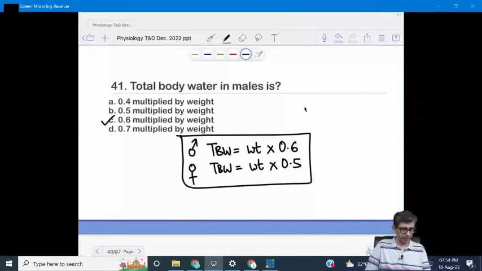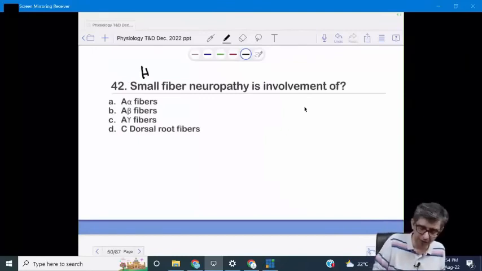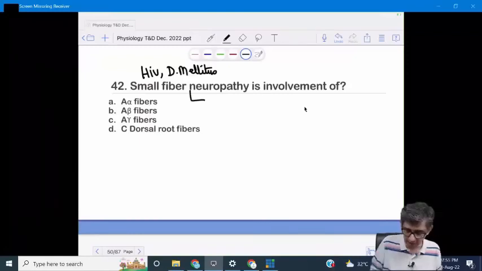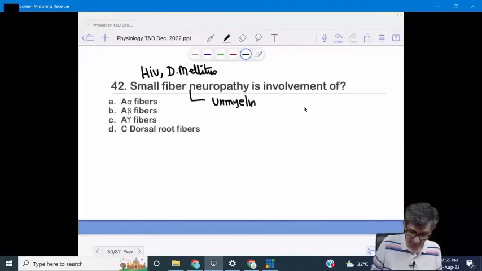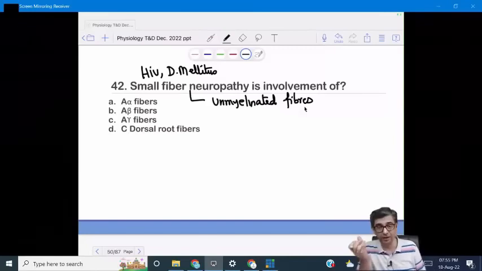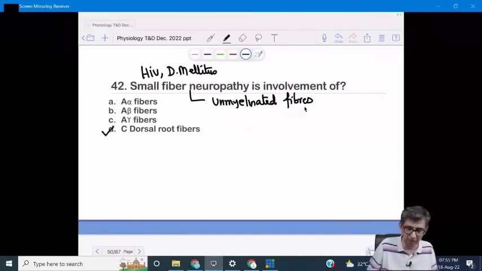Moving to 42, small fiber neuropathy. Small fiber neuropathy is what you read about in HIV and in diabetes mellitus. The meaning of the word small fiber is that it is the unmyelinated C fibers which are getting affected. Yes, you are right. It is the unmyelinated fibers which are getting involved here, and the rest are all myelinated. A alpha, A beta, A gamma, they're all myelinated. It is the C dorsal root fibers which are unmyelinated fibers that are involved here.